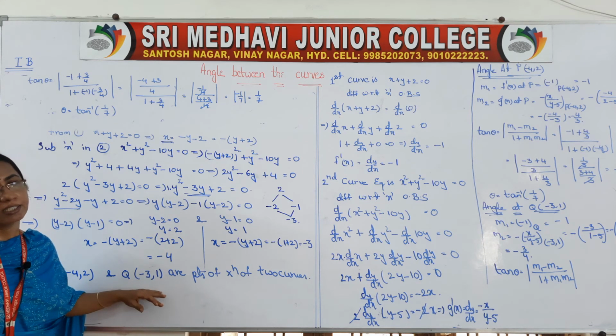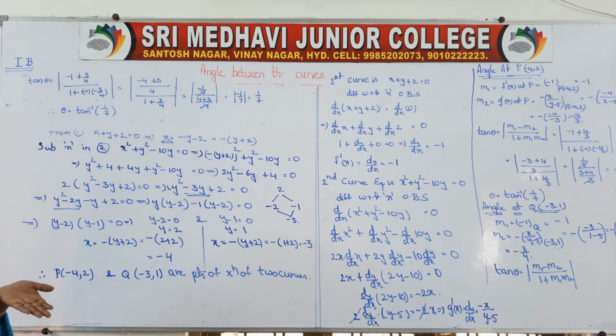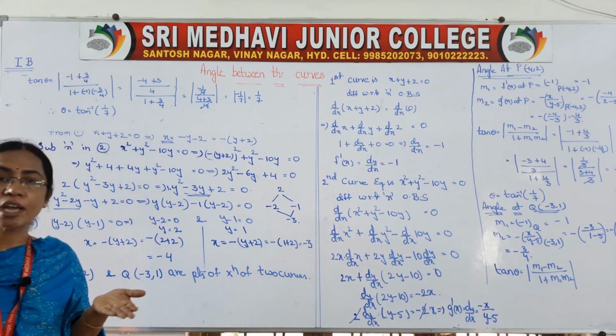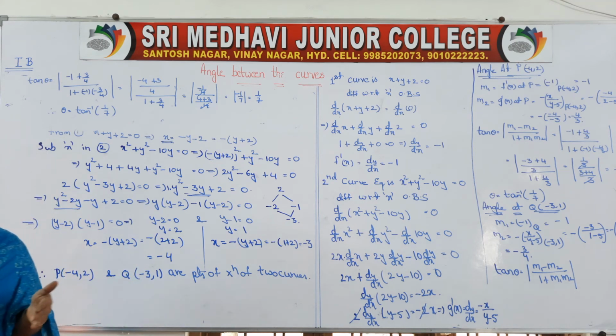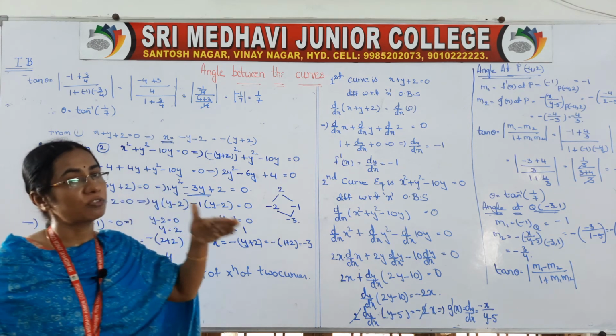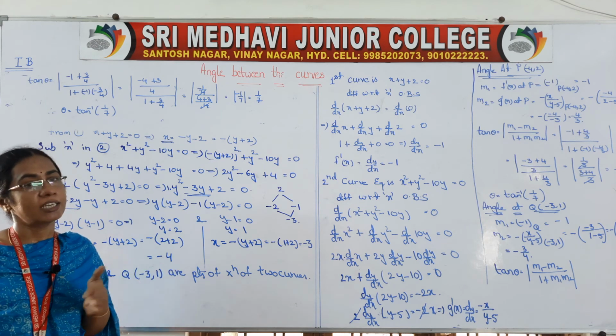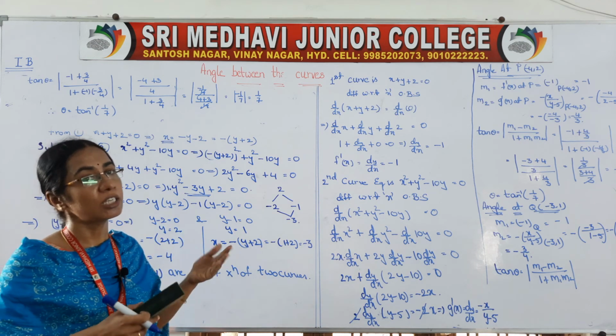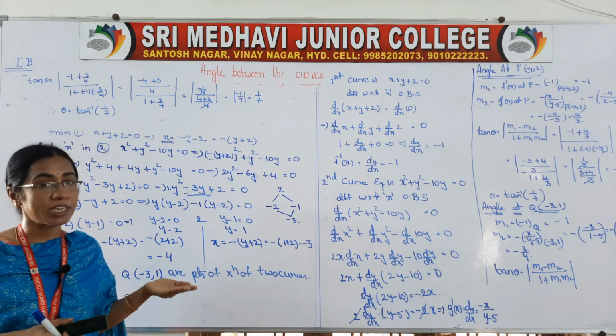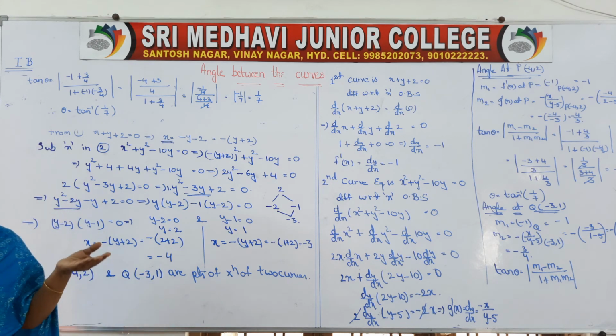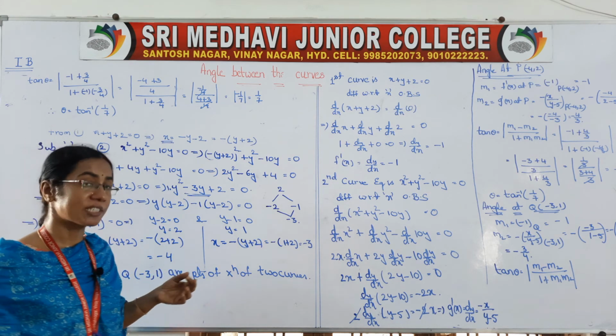So to find the angle between the two curves, where do we have to find it? At the point of intersection we have to find. So first you find out the point of intersection at P. That means find the angle at P, then find the angle at Q. For that we need the derivative of the first curve and the derivative of the second curve.